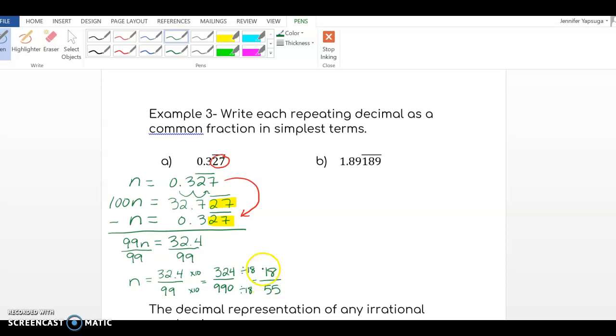And now I can check my work. If I take my calculator and divide 18 divided by 55, I should in fact get my original answer. So then I know that I did this correctly and I can check.